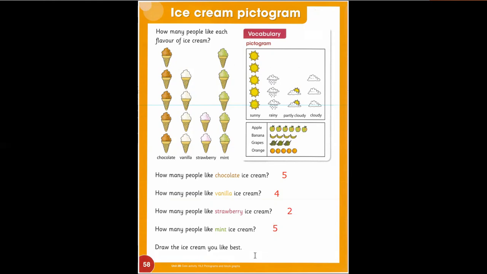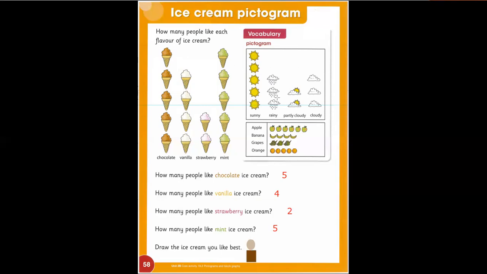Draw the ice cream you like best. So here you are going to draw the flavor of ice cream that you like the best. So I like, for example, chocolate. This is my chocolate flavor ice cream in the box. You can also draw or write the flavor of ice cream that you like.